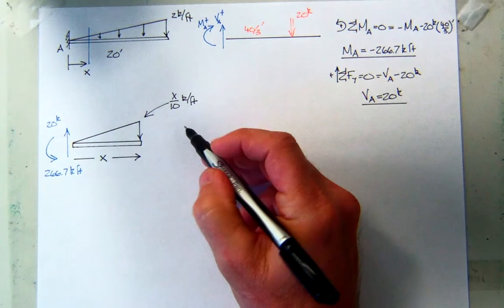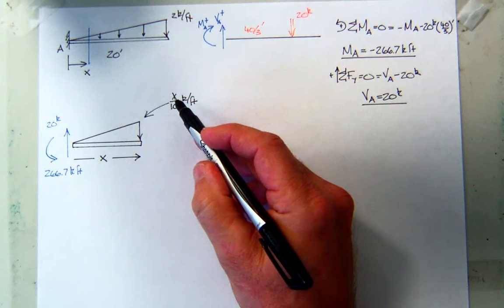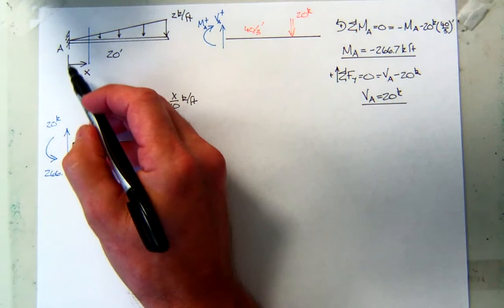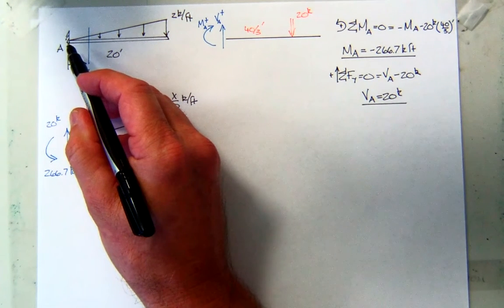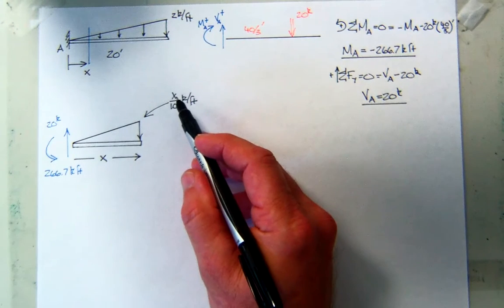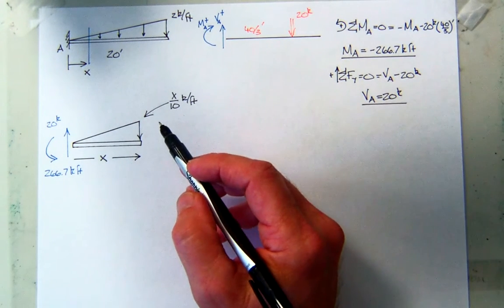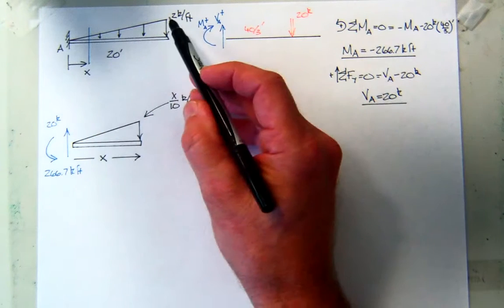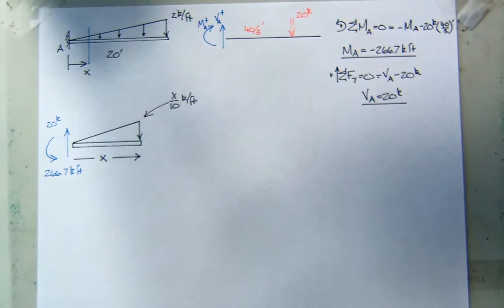Does it work? Well, when x is 0, what should I get? This says I should get 0. When x is 0, I get 0. Yes. When x is 20, what should I get? 2. I put in x equals 20 and I get 2. So anytime you can match a linear line with 2 points, you're done. It's unique.